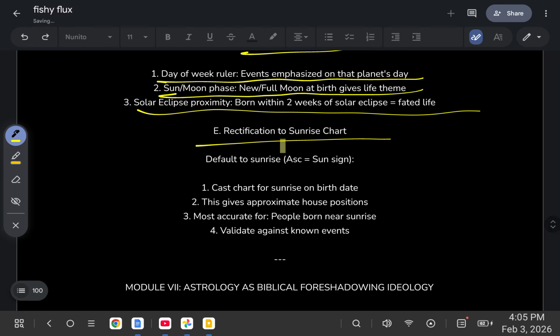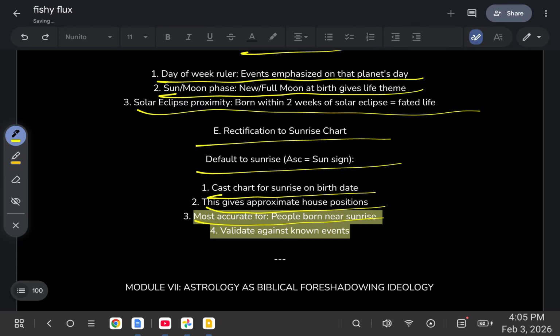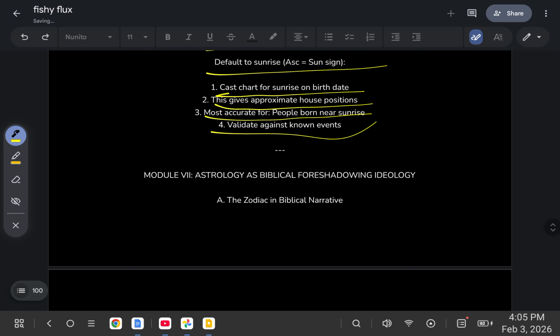Here's our rectification to sunrise chart. We can default to sunrise, Ascendant equals the sun sign. So casting the chart for sunrise on the birth date gives approximate house positions, most accurate for people born near the sunrise, and we can validate against known events.